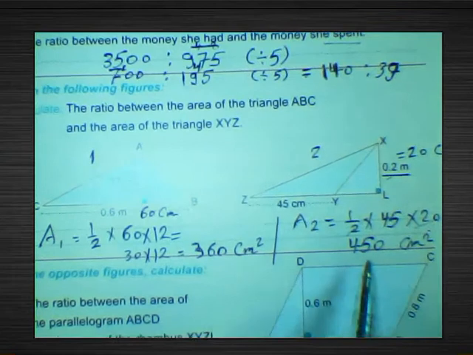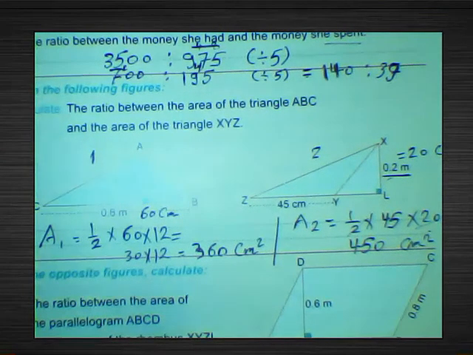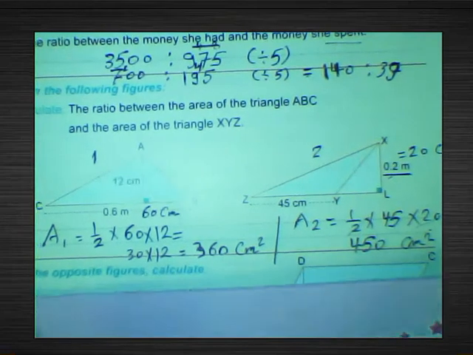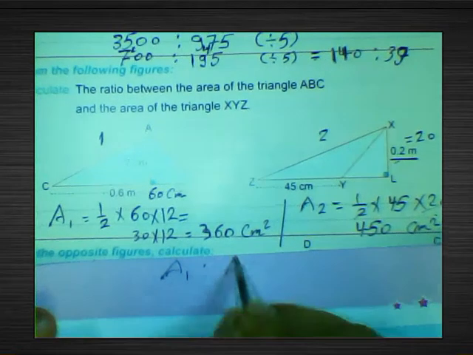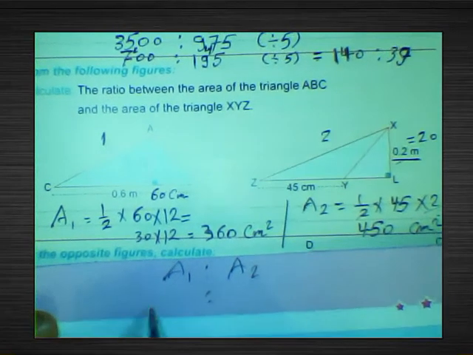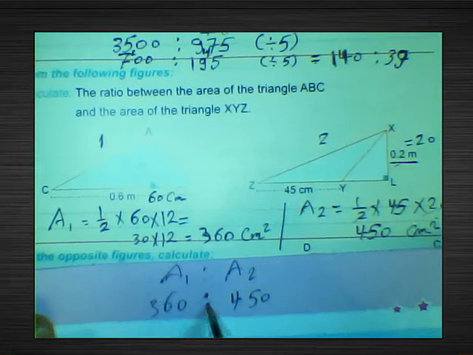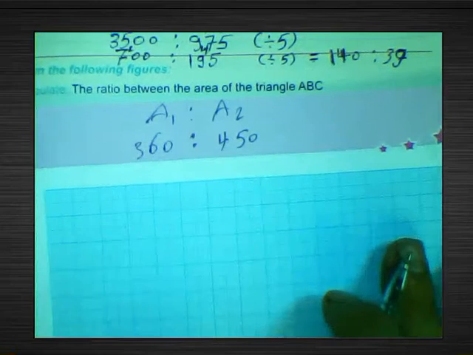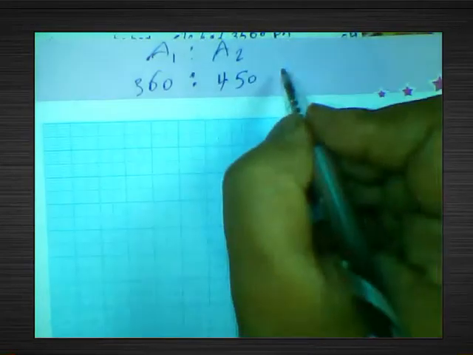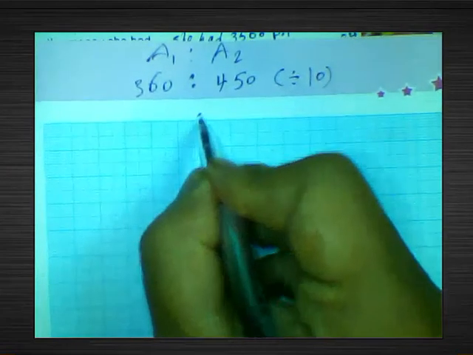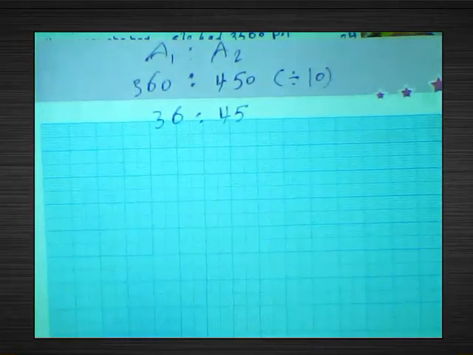So we can find the ratio between 360 and 450 by dividing by 10. Look at my notebook. I will write area 1 here to area 2, 360 and 450. Is it easy for you? Okay. We'll divide by 10. The result will be 36 and this number will be 45.